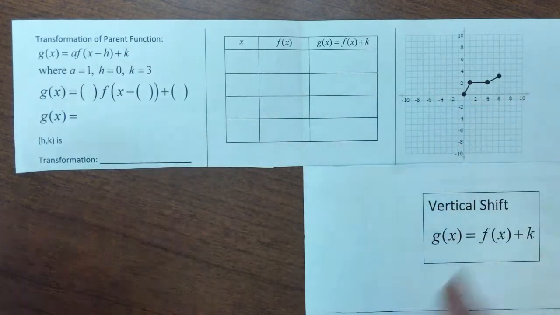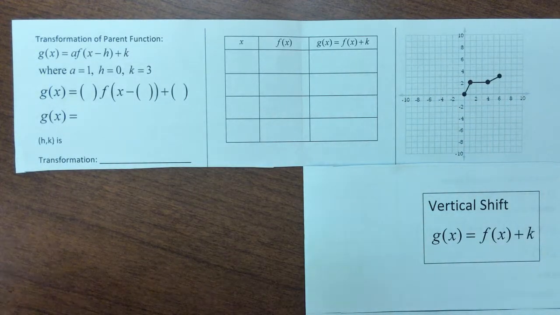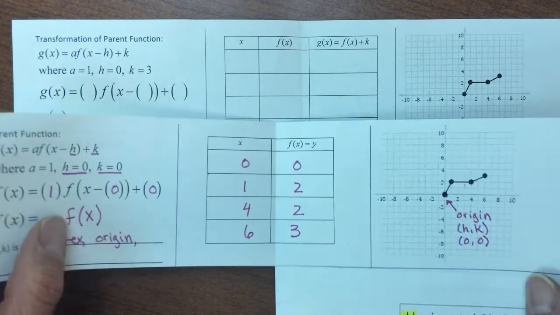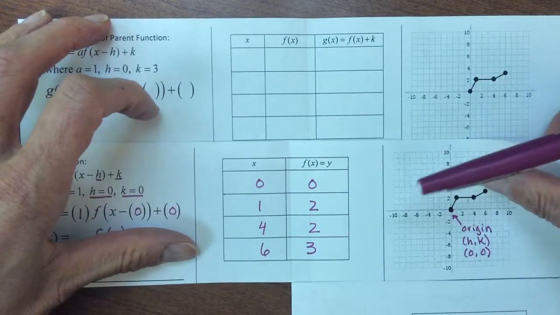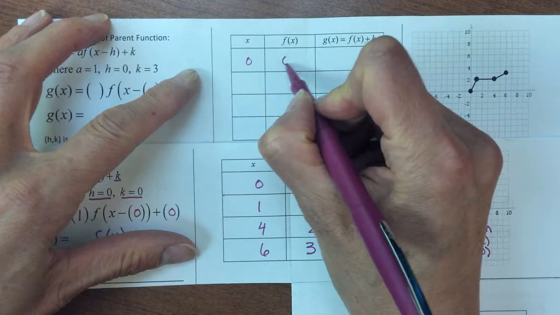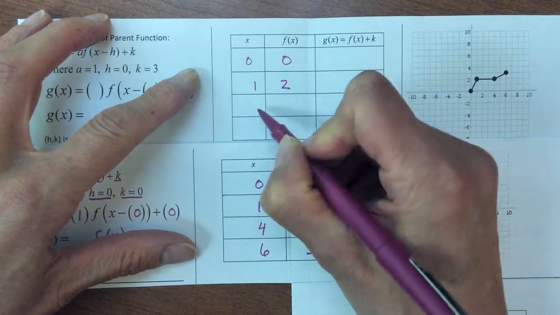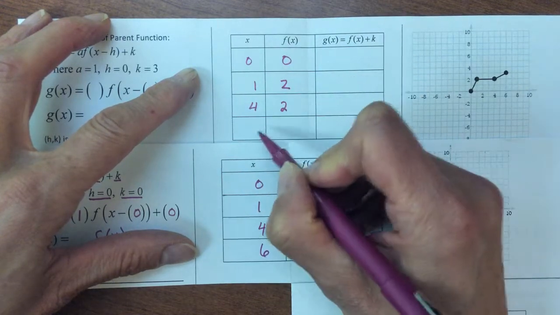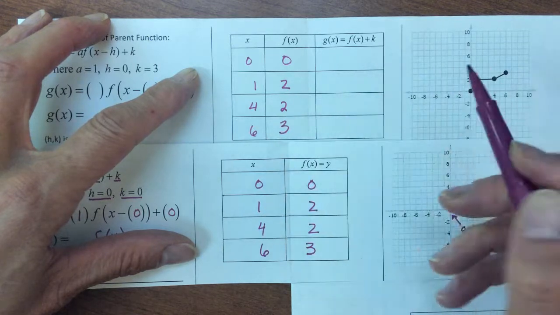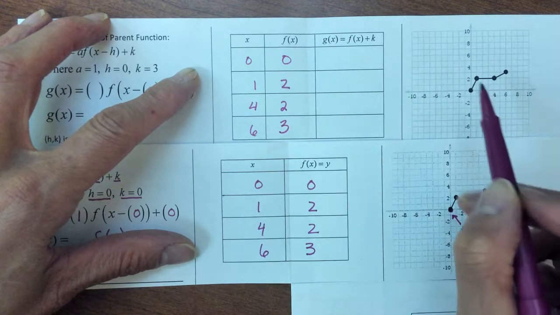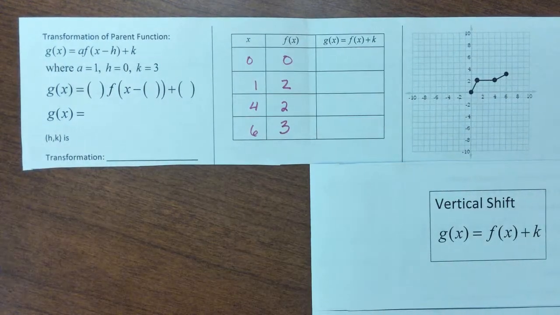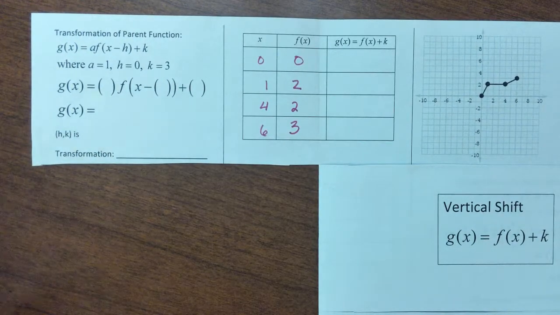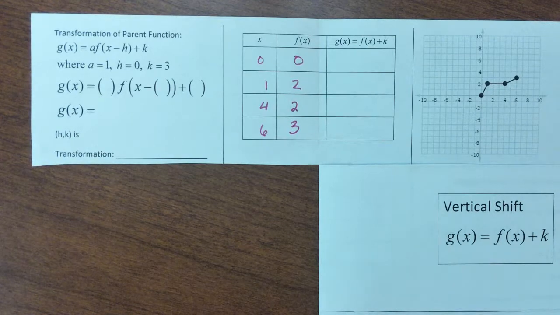So if we go ahead and look at our parent function, we can just simply copy our x, y values there on our table. So this is 0, 0, 1, 2, 4, 2, and 6, 3. So those were the same exact points from the previous function. So that's our parent. Again, we're dealing with function notation, so I actually do not have an equation.